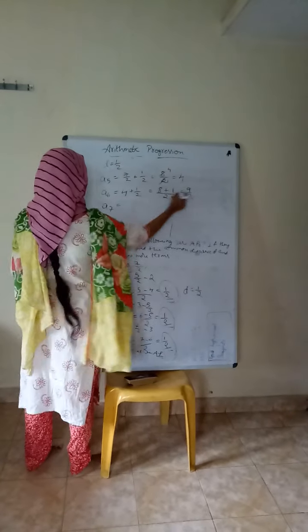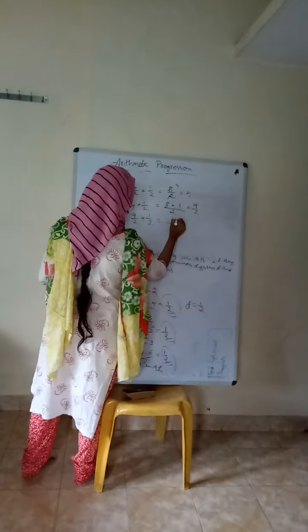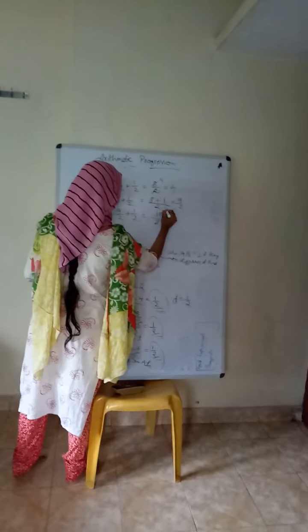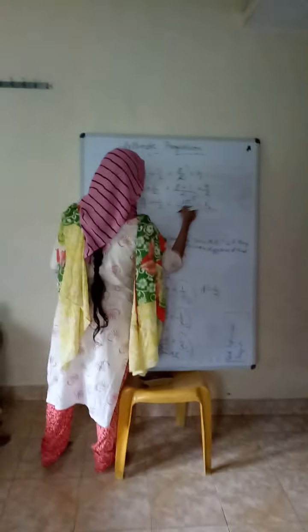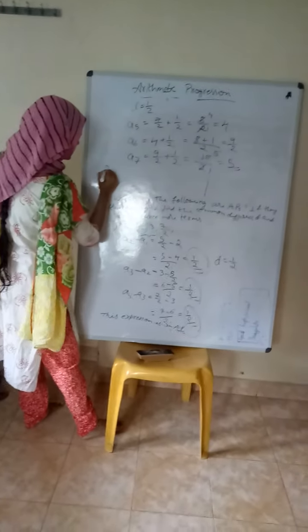Next A7. Same way. 9 by 2 plus half. So denominator same, 2 will write. 9 plus 1 is 10. So 2 ones are 2, 2 fives are 10. So answer is 5. So the next terms are, let me write it together.